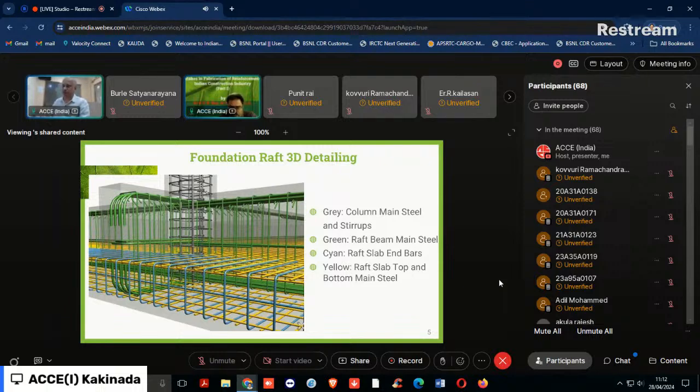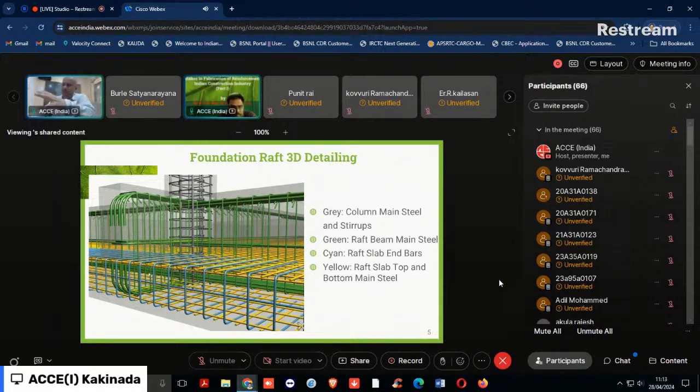that complicated reinforcement drawing. And he made a mistake: these yellow bars have to pass within the beam bars, but he has placed them below the column, beam, raft beam bottom. He has passed these bars at the raft beam bottom. These bars have to pass within the raft beam like this. In this 3D schematic figure, we can clearly see how the raft slab steel is going inside the raft beam.